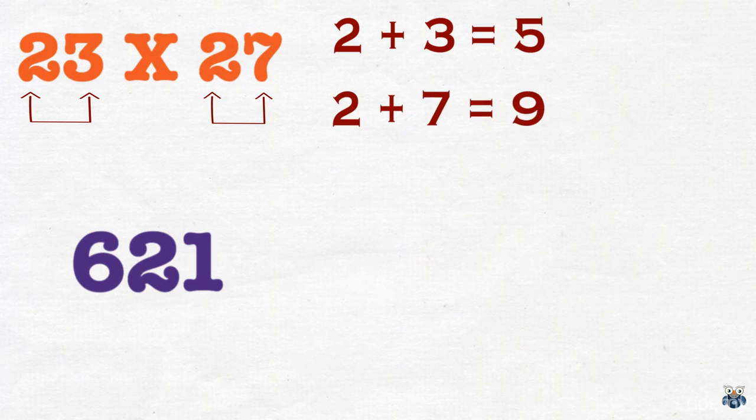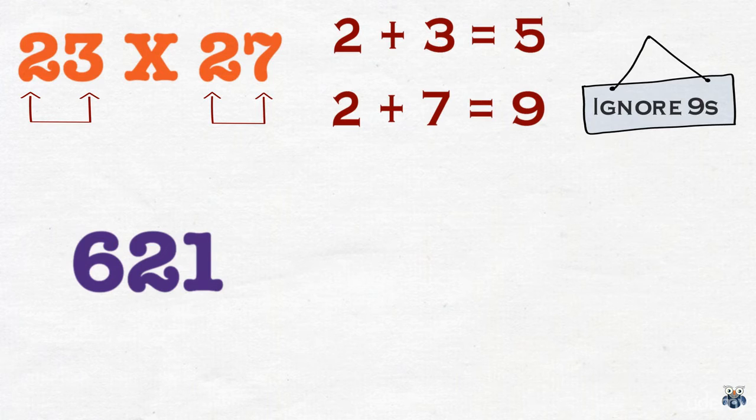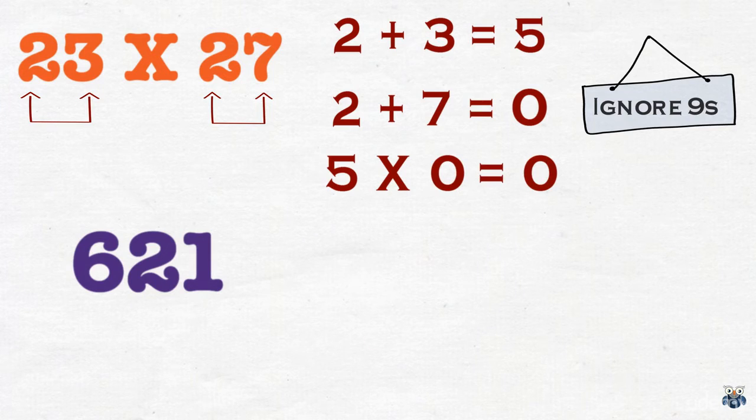Now here is the first thing to keep in mind. We ignore nines. So when you see a 9, replace it with 0. So after applying this logic to 23 and 27, we get 5 and 0. Now just as we multiplied 23 and 27, we now multiply 5 and 0. 5 times 0 is 0. Make a note of this. This is our first result.